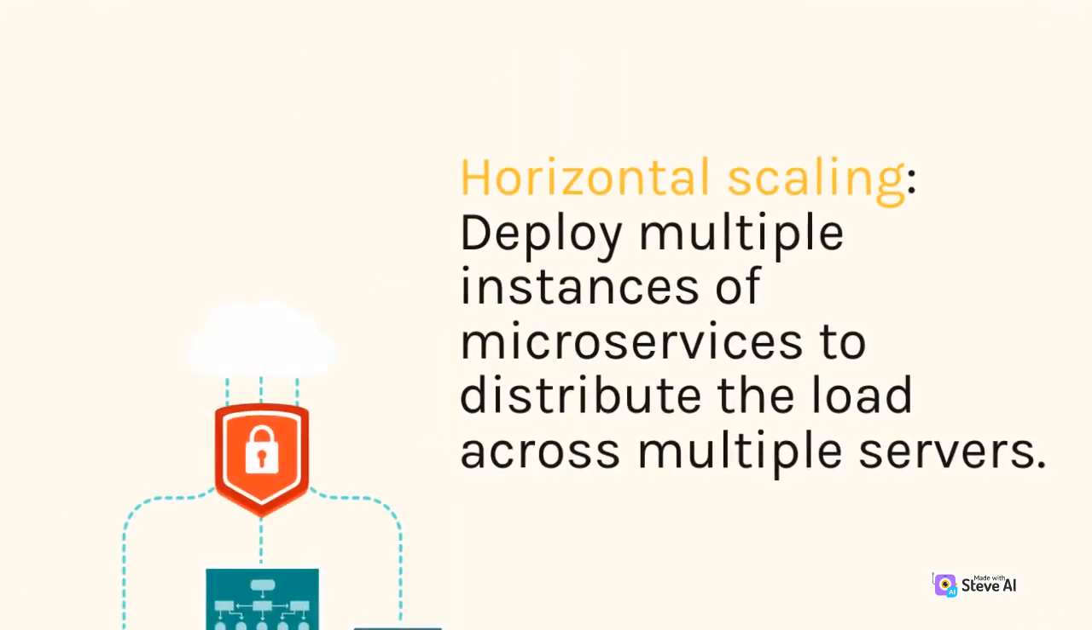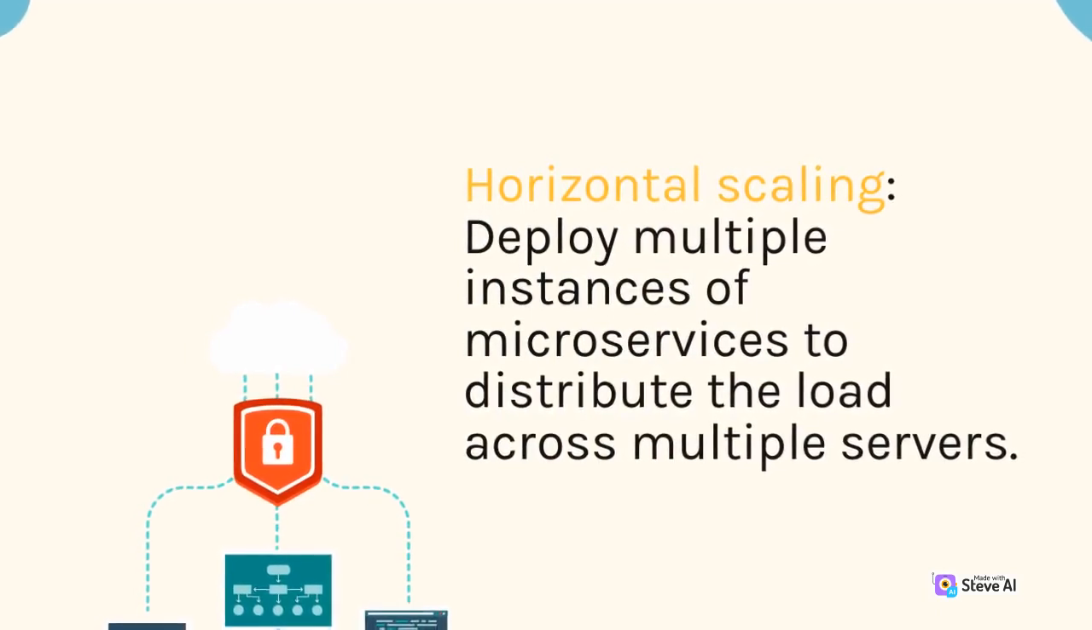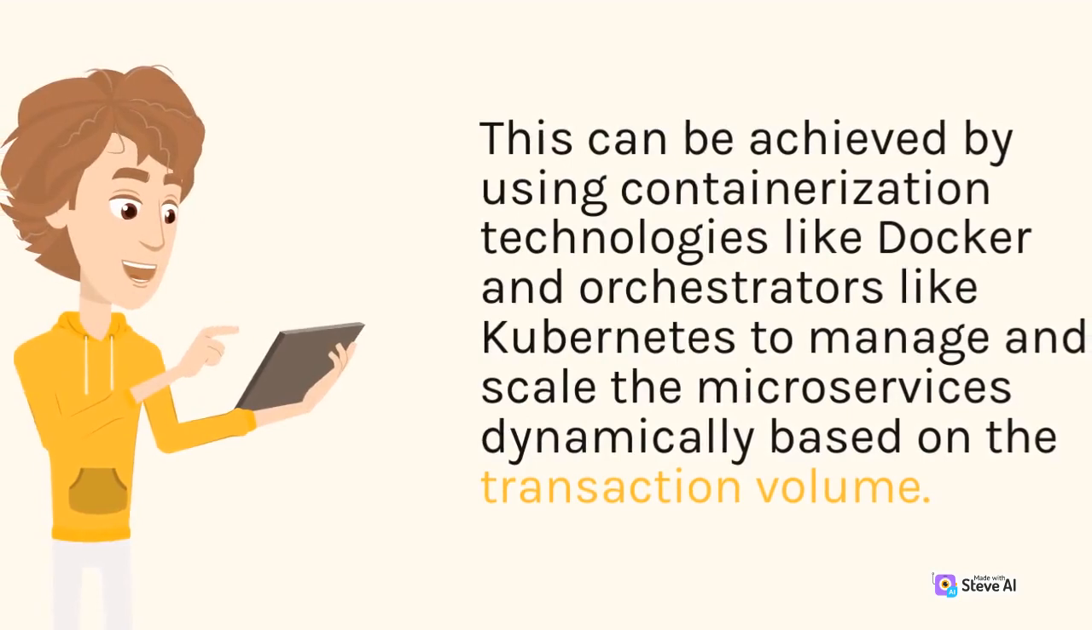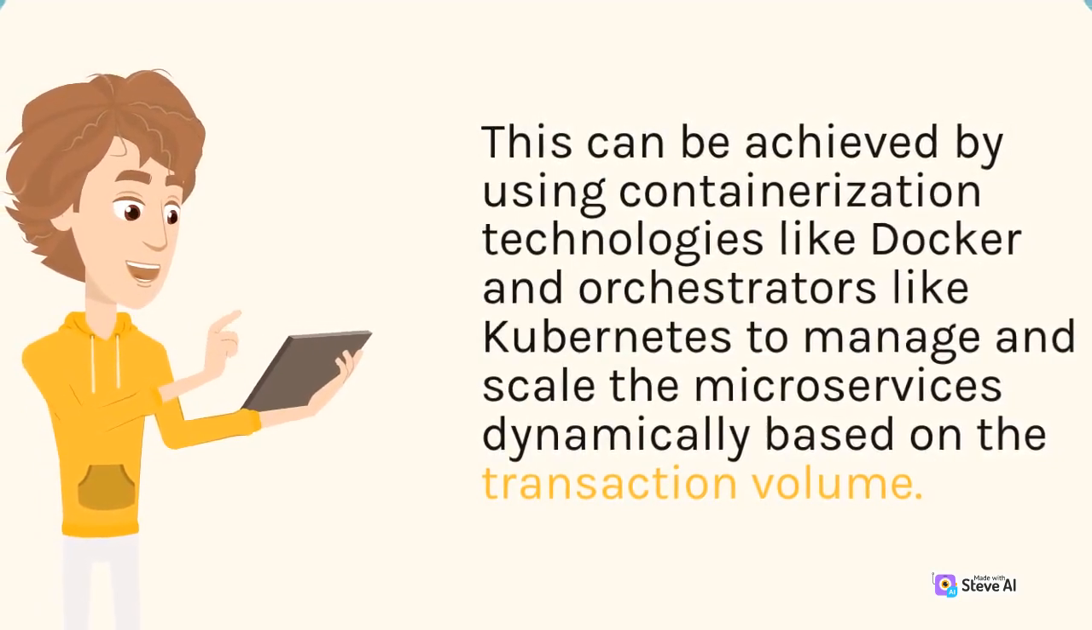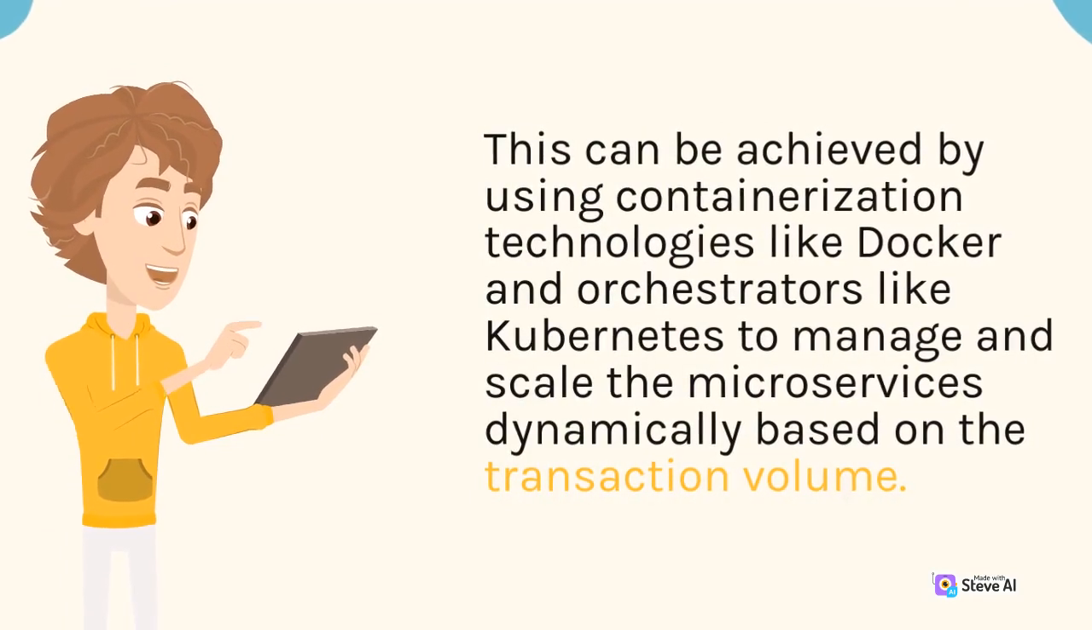Horizontal scaling. Deploy multiple instances of microservices to distribute the load across multiple servers. This can be achieved by using containerization technologies like Docker and orchestrators like Kubernetes to manage and scale the microservices dynamically based on the transaction volume.